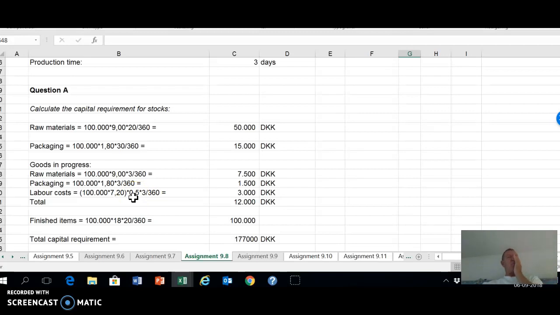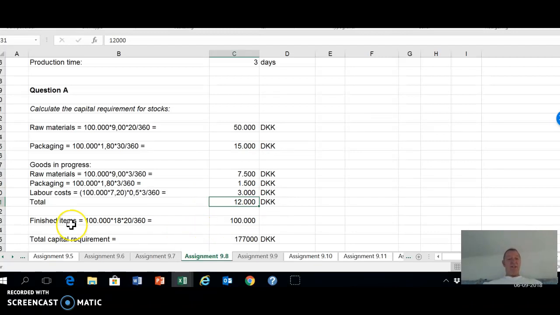Some of the products in the production department have just begun. Some of them are almost finished. In average, it's half. So therefore, it's 3,000 altogether. So goods in progress, it's altogether 12,000. So we have raw materials inventory of 50,000. We have packaging of 15,000. We have goods in progress, 12,000.